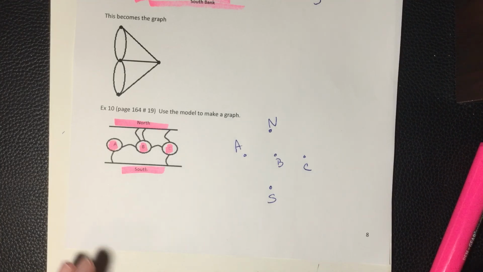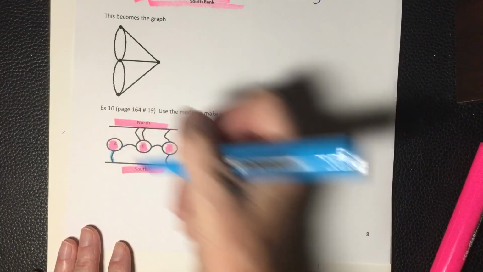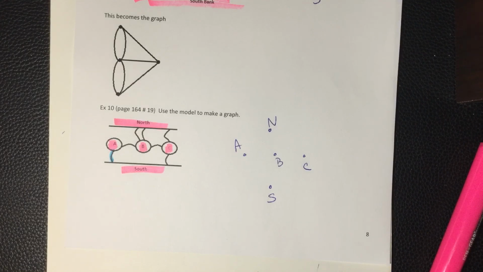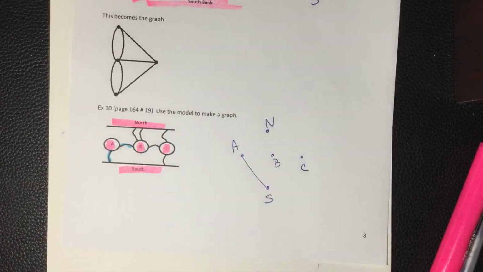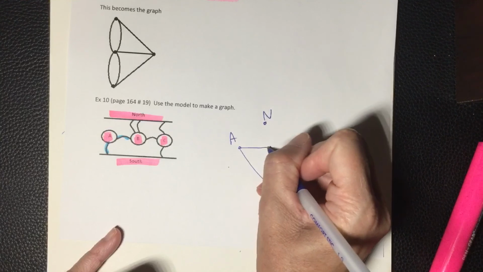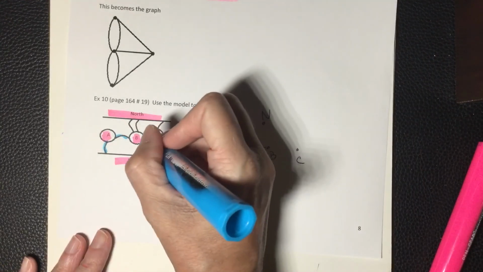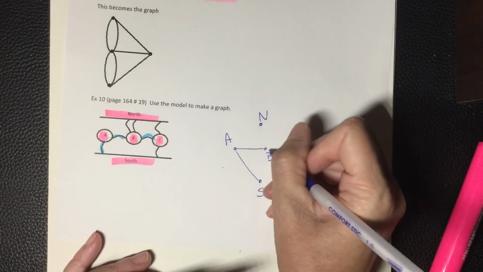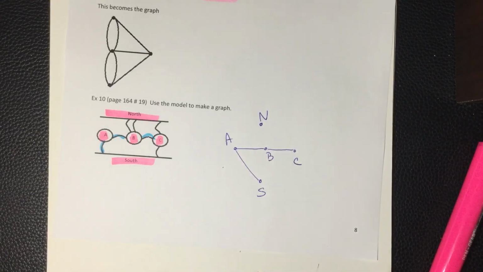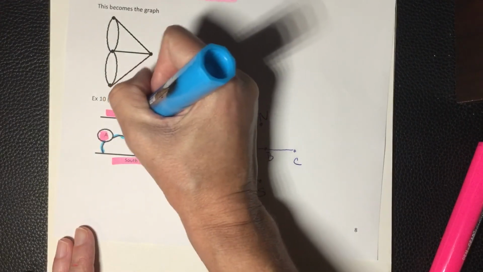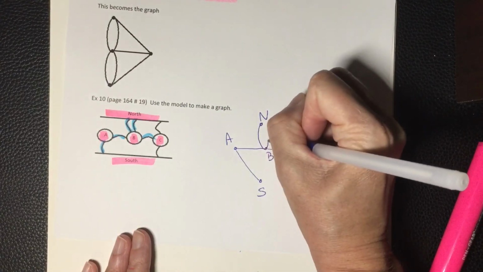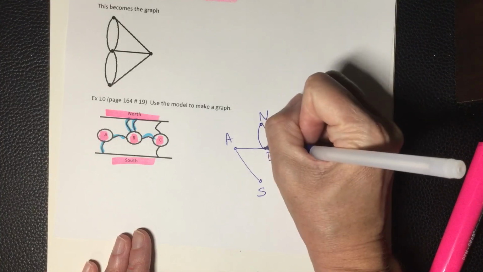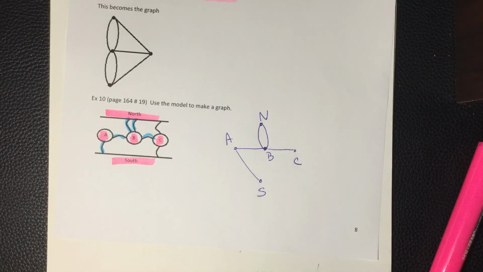Okay, so just pick a place to start. Here's a bridge that goes from island A to the south bank. So I just need to connect A to S. Here is a bridge that connects A to B. Here's another bridge that connects B to C. And then I have 2 bridges that go from the north bank to B. So I'm going to have to curve those to get both of those in. So remember, in graph theory, it does not matter whether your lines are straight or curved. They mean the same thing.